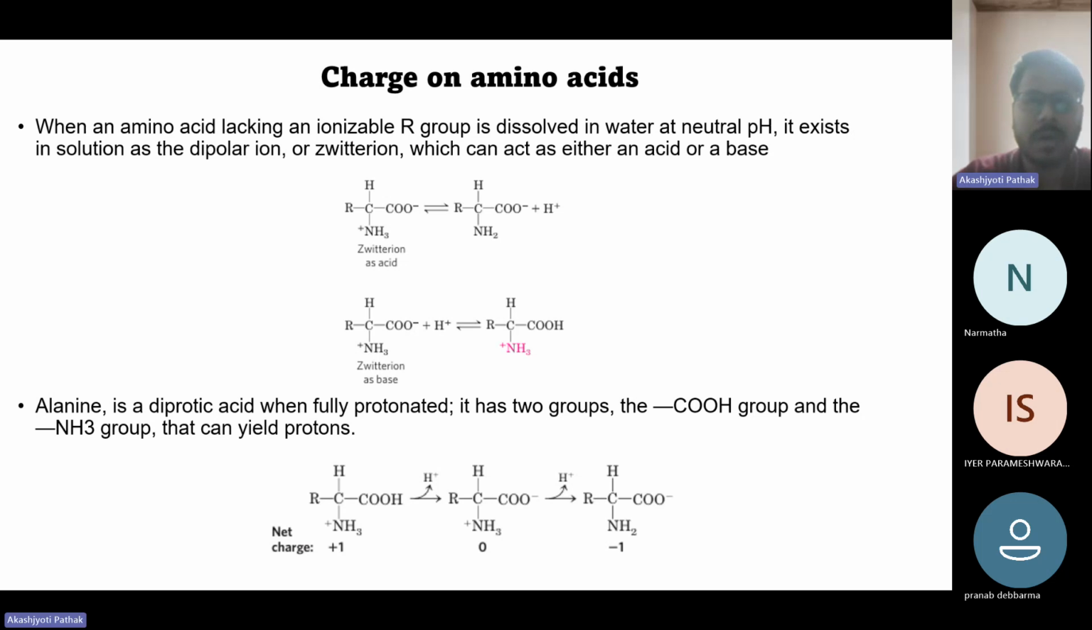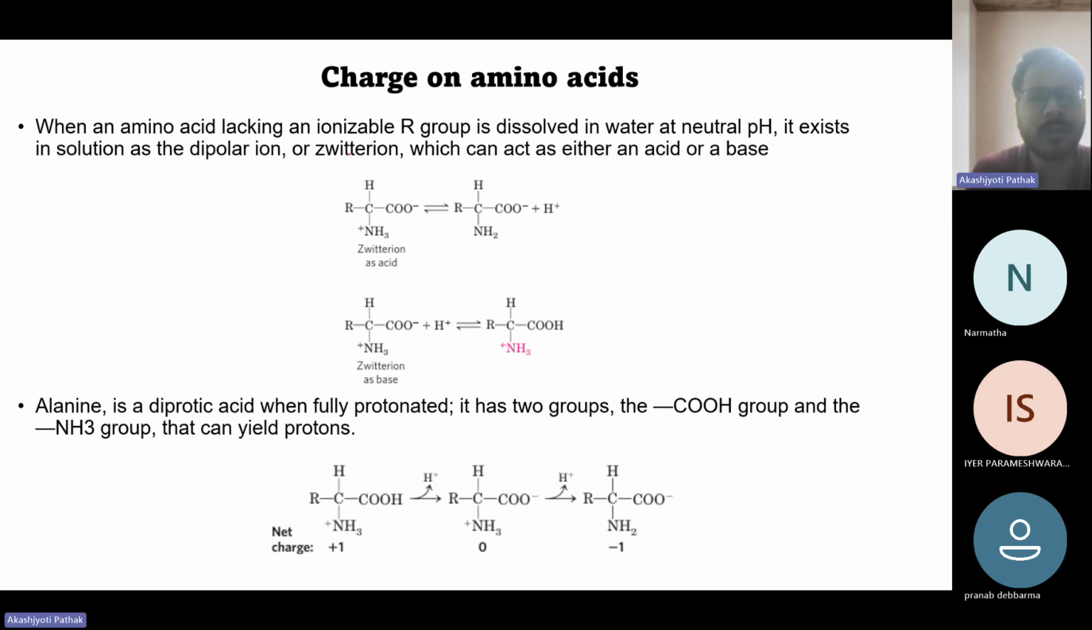Now, another important concept which was not very well touched upon in the lecture was the charge on amino acids, or the acid-base titration of amino acids. This is a very important concept of biochemistry actually. The amino acids are charged molecules.